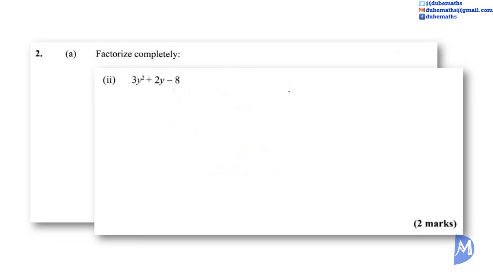Part 2, factorizing completely. 3y squared plus 2y minus 8. When factorizing a quadratic, we need to find two numbers that multiply to give 3 by negative 8, which is negative 24, but add to positive 2.